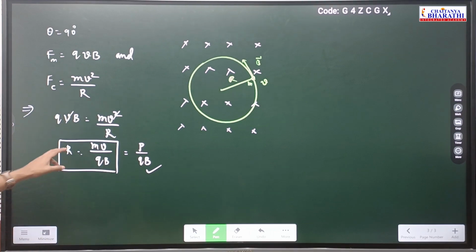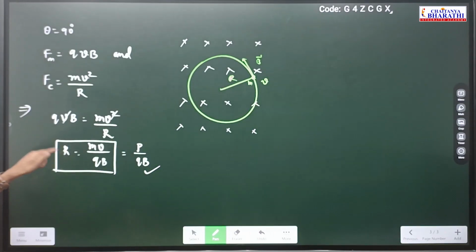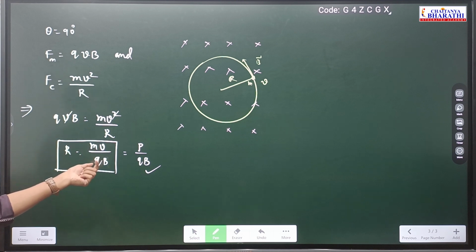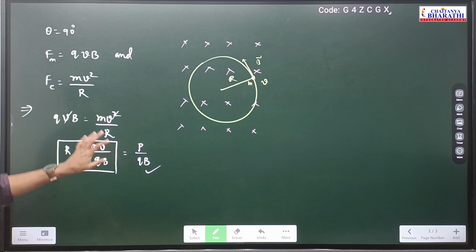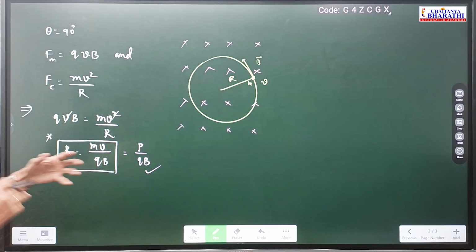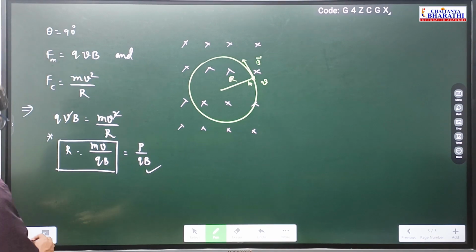So this is also another relation we can keep. It means that if you want to increase the radius, either you can decrease the charge or magnetic field, or you can increase the mass or velocity. This is a very important relation. They can simply give you different parameters and ask you to compare these values. Let's see the simulation.